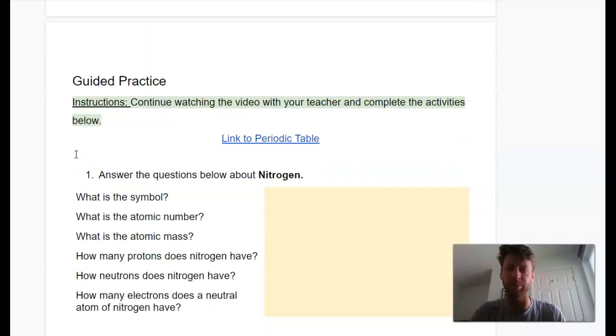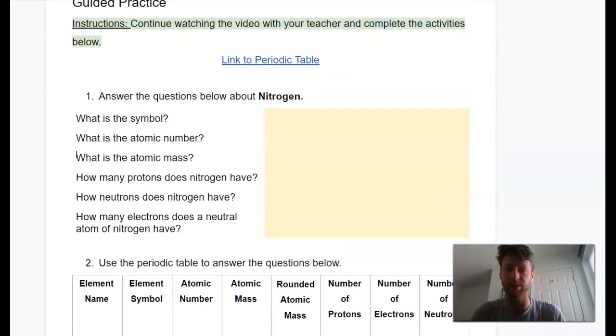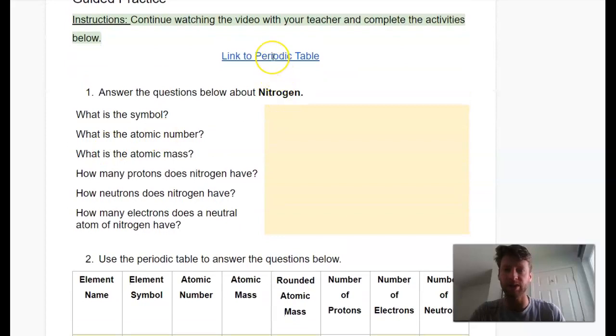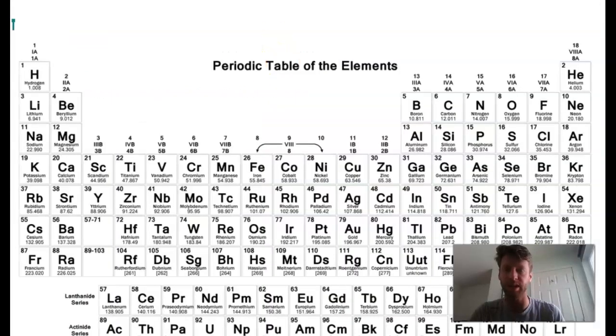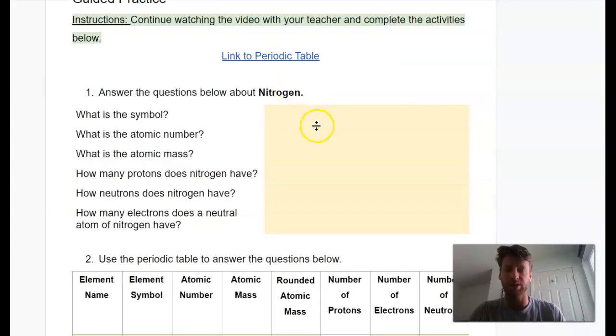Let's move on to our guided practice. If you need some extra time, go ahead and pause. All right, go ahead and click to open the link to the periodic table. When you do so, you will see a full periodic table like this one. We're going to answer questions for each of the following things. First we have nitrogen. We need to figure out the atomic symbol, the atomic number, the mass, and how many protons, neutrons, and electrons it has.